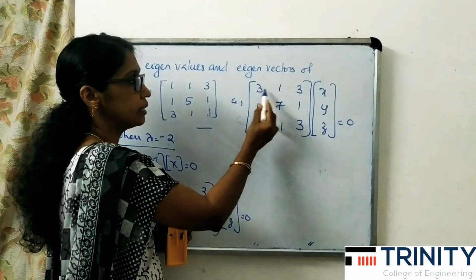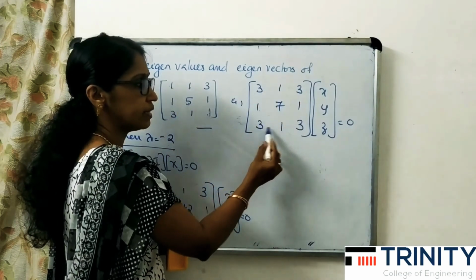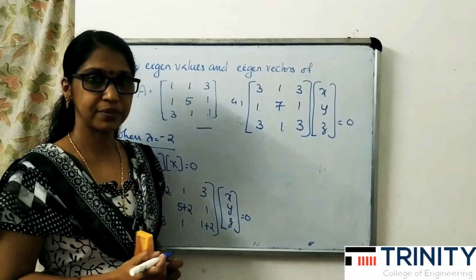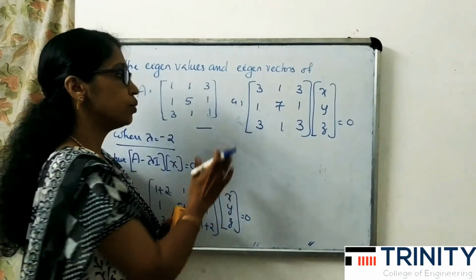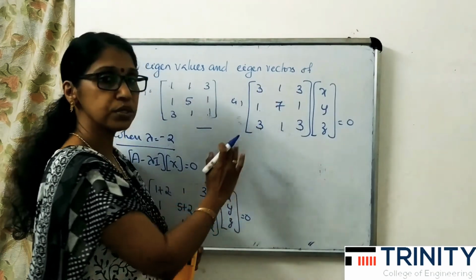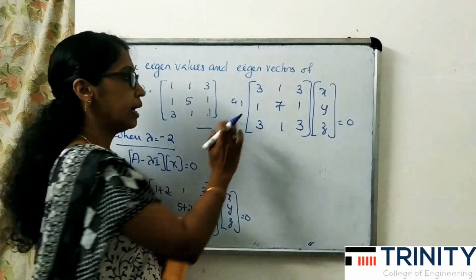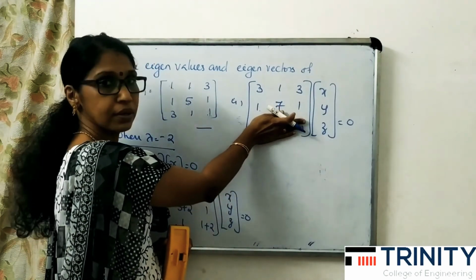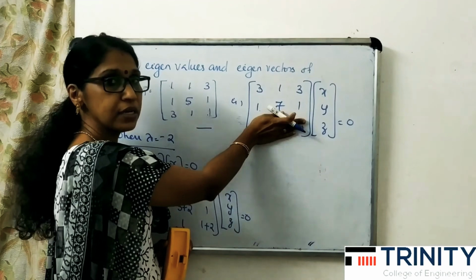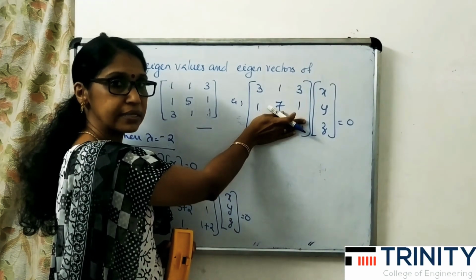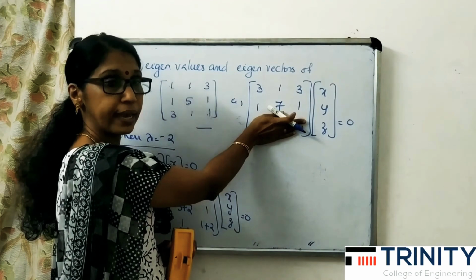Look at this here, 3, 1, 3, 1, 7, 1, 3, 1, 3. So the first row and last row are dependent, the same elements. So omitting one of the dependent rows, from these 2 rows we have to take only one, and selecting this row also. So these are the 2 rows we are taking to find out the values of x, y and z, or otherwise to find out the eigen vectors.